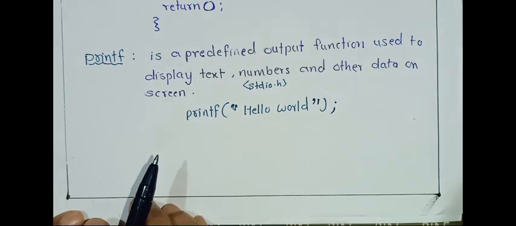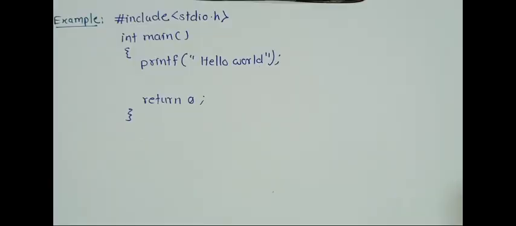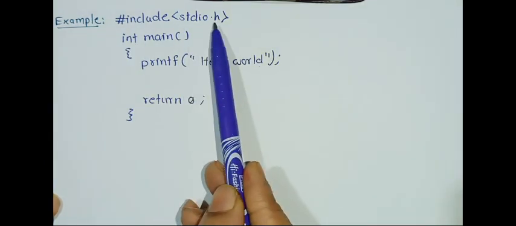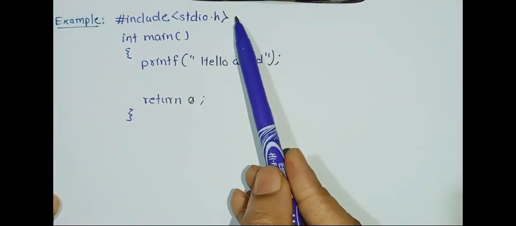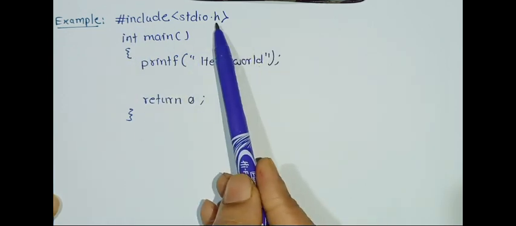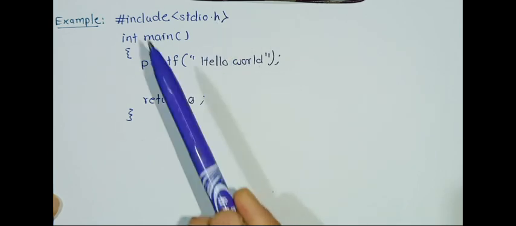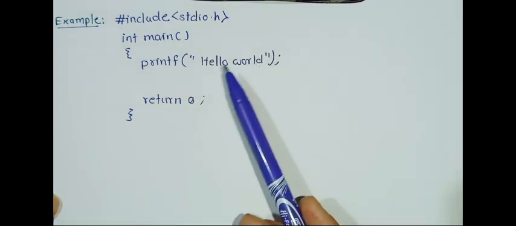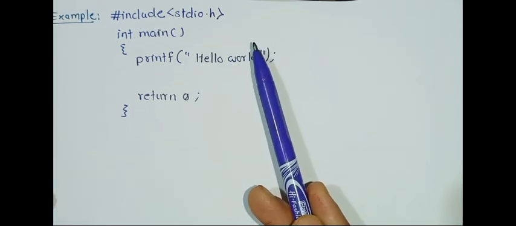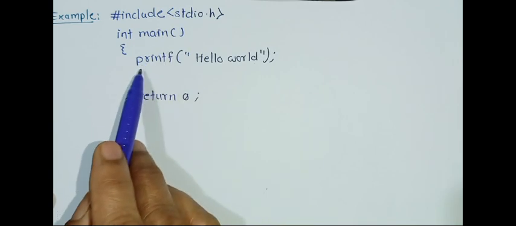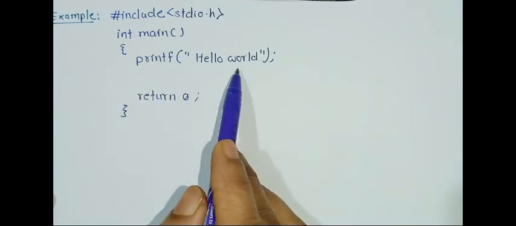You have to include this header file in your program while using the printf or scanf function. Here you can see one example of printf. Hash include stdio.h you have to include. If a GCC compiler is there and you are using Ubuntu, then it is not necessary to include this header file, as the GCC compiler will include it automatically. But if you are using another operating system, then you have to use stdio.h. Then int main, and printf prints hello world.